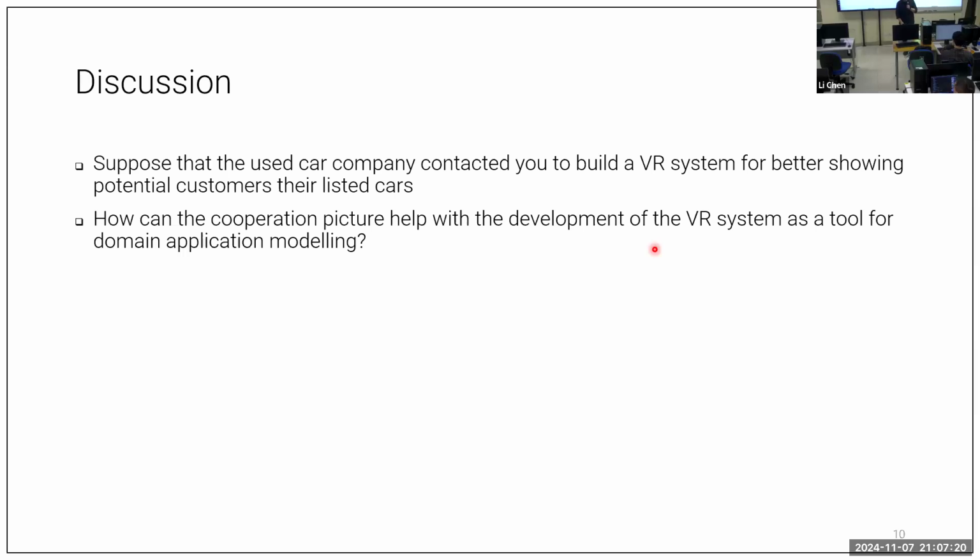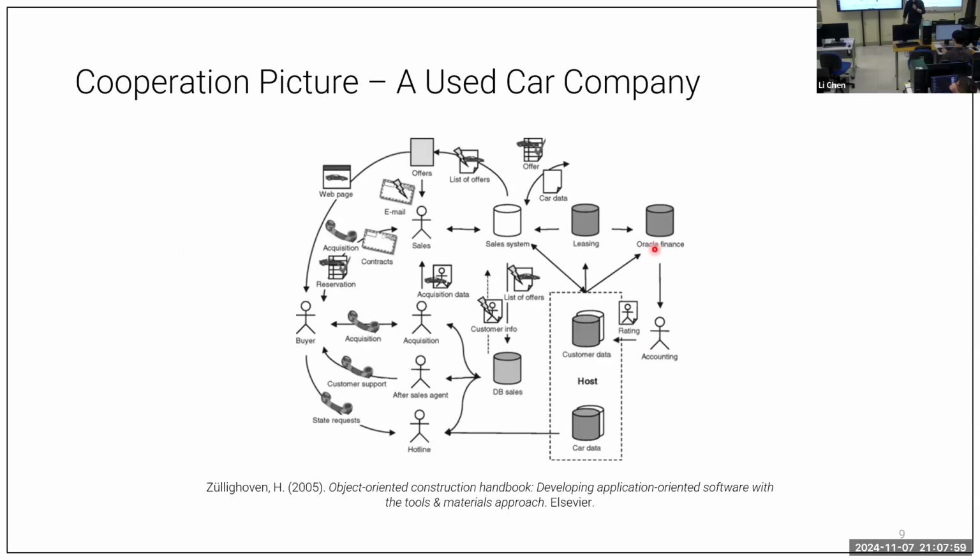Okay, so this is a very quick discussion. Suppose that a used car company contacts you to build a VR system for better showing potential customers their listed cars. How can the cooperation picture help with the development of a VR system as a tool for domain application modeling? Let me go back and show this picture.